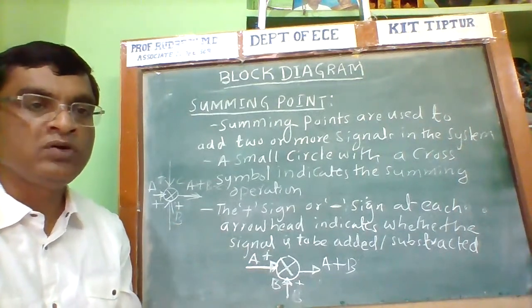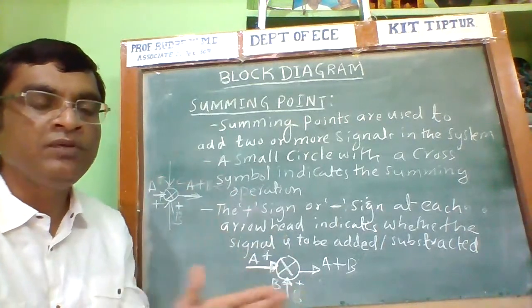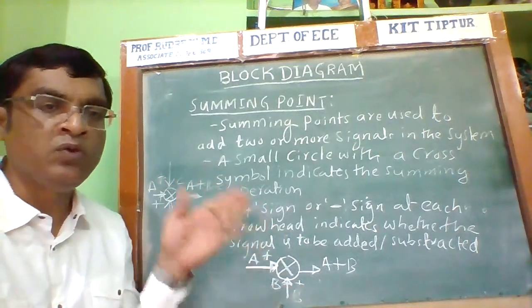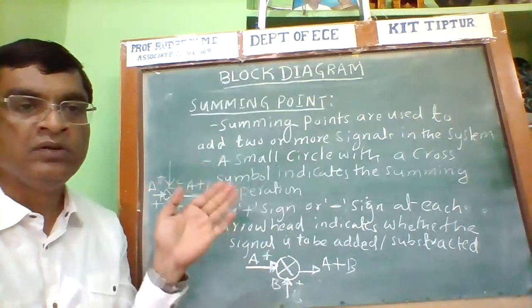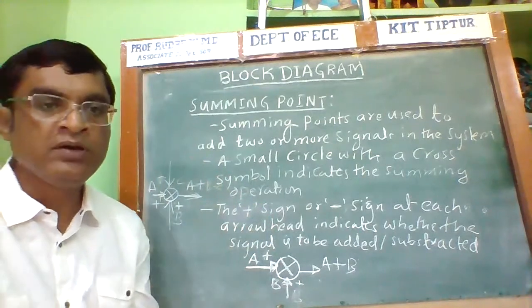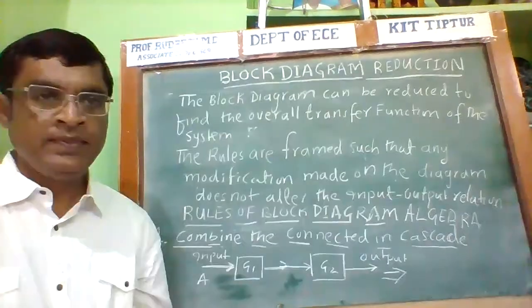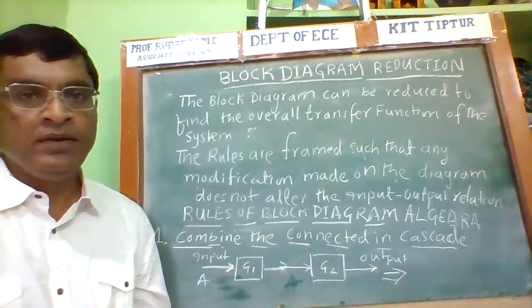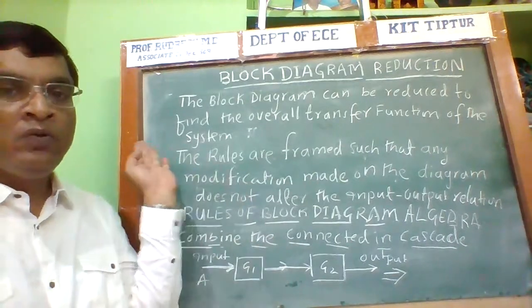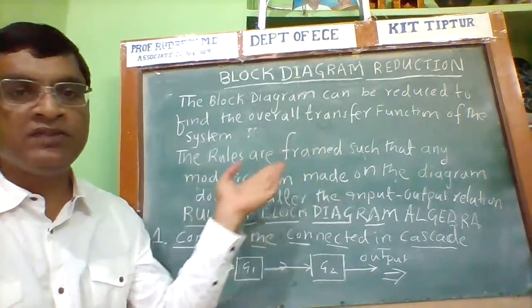In this session, I'm going to discuss the rules used for reducing the given block diagram and finding the overall gain of a system. Those rules are called the rules of block diagram algebra. The block diagram can be reduced to find the overall transfer function or overall gain of the system.